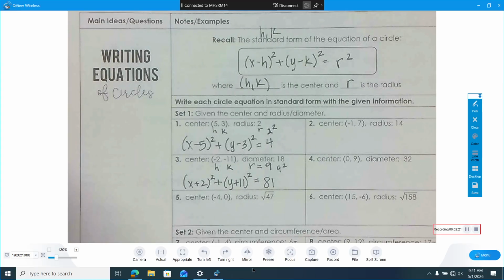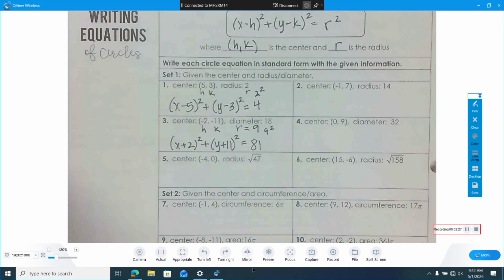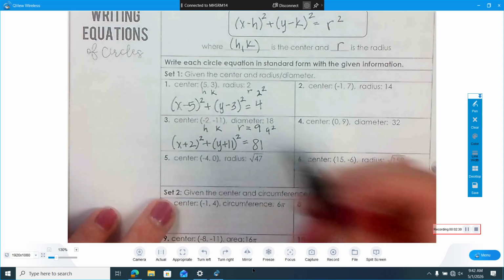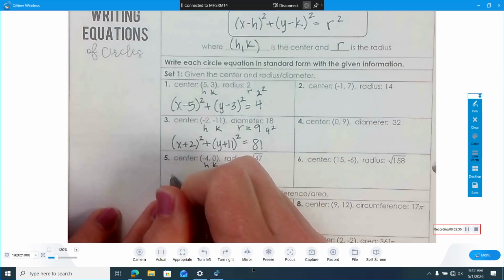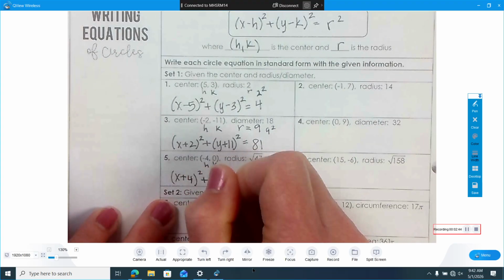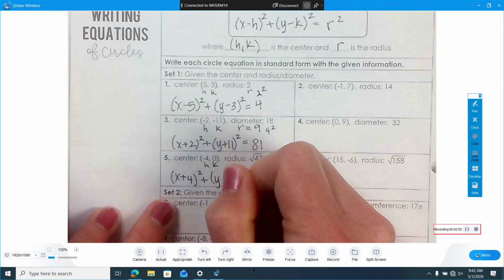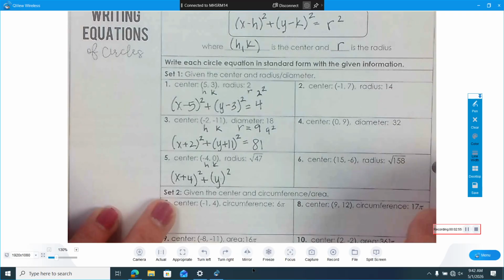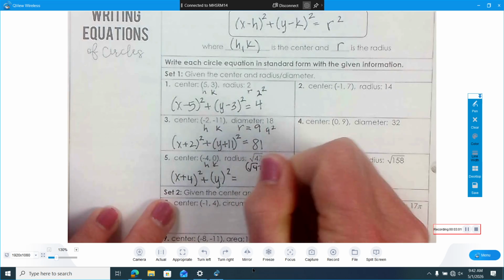Yeah. All right. And then what if we have like number 5 here? Again, the center is our h and k, and they're giving us a radius. Let's see. So that's going to be x plus 4 quantity squared plus y squared. Yeah, do we need to write y minus 0 quantity squared? You don't need to, so we can just leave it y squared. You don't even need the parentheses. Either way is fine. Now, the radius, we need to take radical 47 and square it.